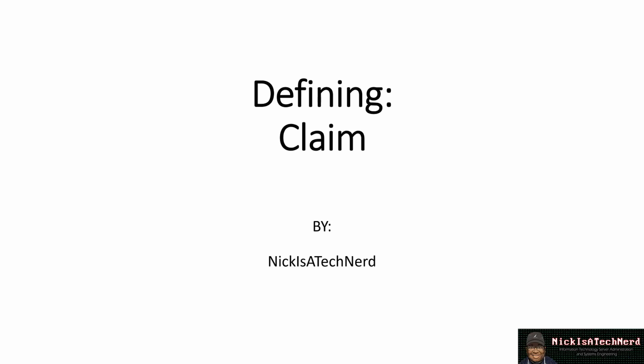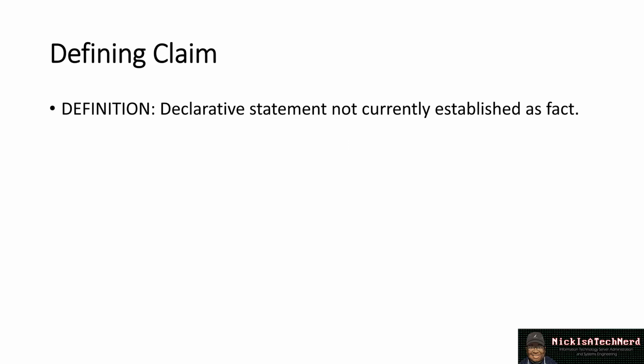Defining claim. What is a claim and how can we understand this simplistically? Let's give it a shot, shall we? Claim: declarative statement not currently established as fact. Basically, within the context of computers, a claim could be understood as something being said that hasn't actually occurred yet.